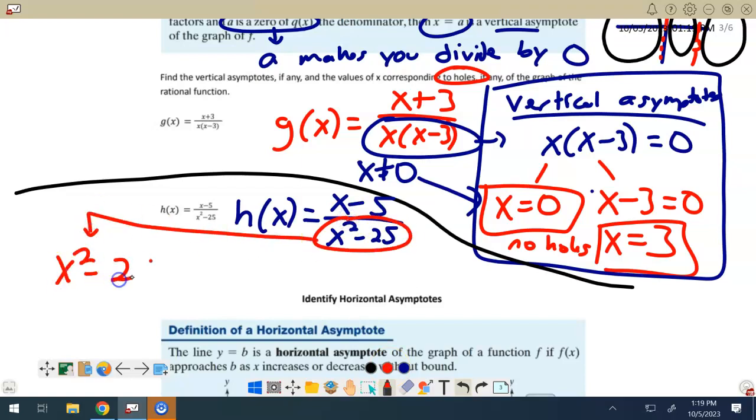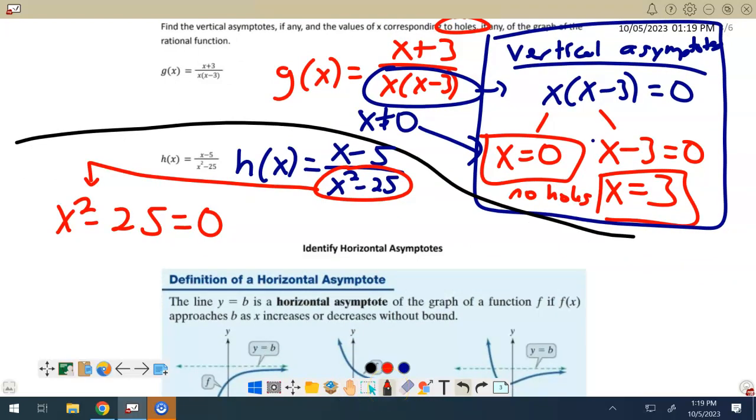So again, to boil it down for you, to make it as simple as possible, how do you find the vertical asymptotes? You take the denominator, you set it equal to 0, and you solve for x. That's how you get your vertical asymptotes. Okay.